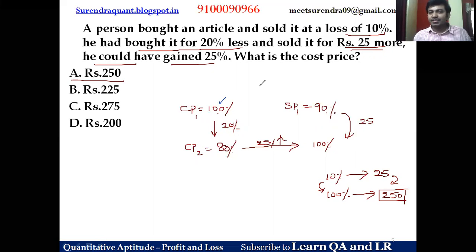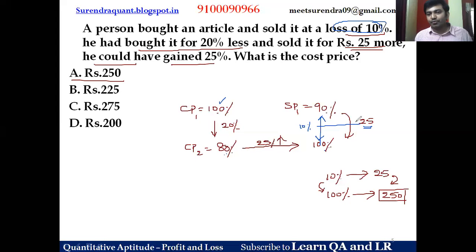CP1 is 100%. There is a loss, so SP is 90. Decrease the CP by 20%. Increase that CP by 25% to get the new SP, which is 100%. The difference in SP is 10%. The difference in SP is 25 rupees. So this 10% difference is 25 rupees. Then 100% is what? Simple.